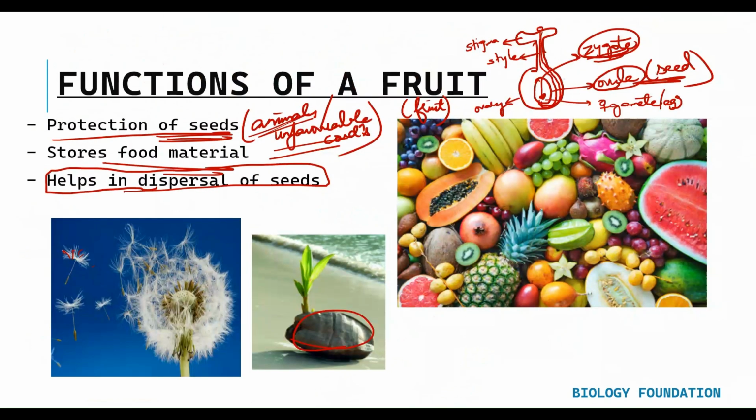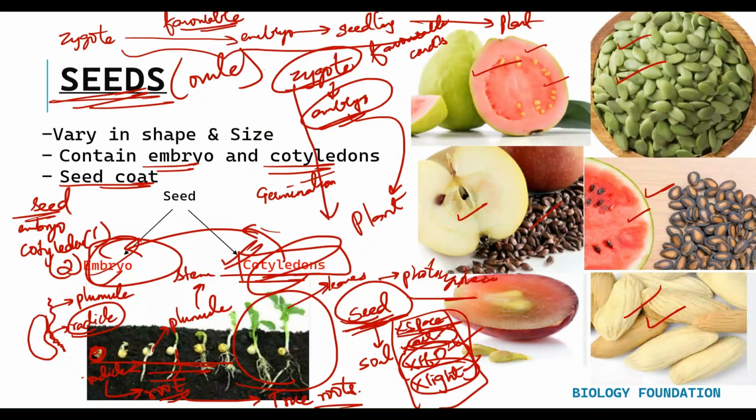Now try to understand, when I explained to you about this slide, functions of a fruit, I explained how fruits help in protection of seed and how they play a role in storing food material. Fruits also help in dispersal of seeds. That means fruits carry the seeds in them and help in seeing that the seeds are transferred from one place to another. Okay, the seeds are enclosed inside the fruits, right? So basically the fruits help in dispersal, meaning distribution of the seeds away from the parent plant.